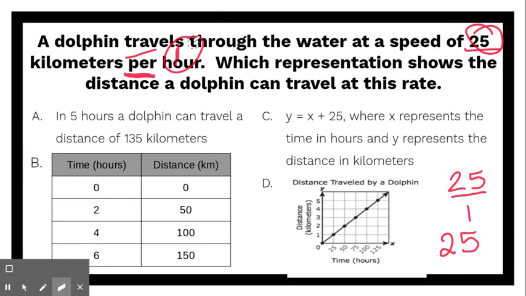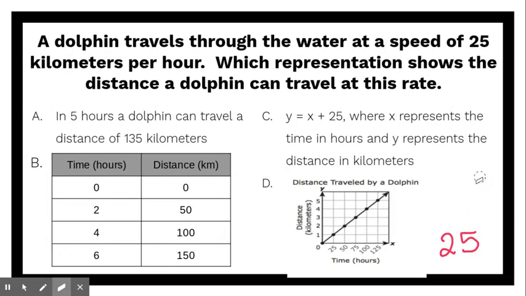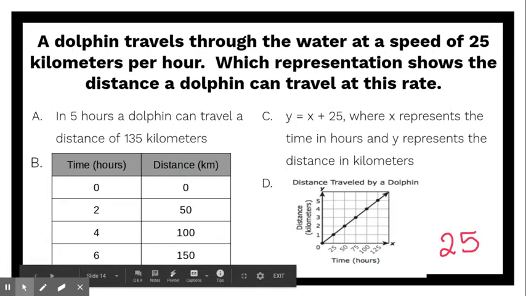Okay, so let's see. In 5 hours, a dolphin can travel a distance of 135 kilometers. Okay, so let's think about that. If the dolphin can travel 25 kilometers in 1 hour, then after 5 hours, how much is it going to travel? Every hour he's traveling 25, which means after 5 hours, I need to do 25 times 5.